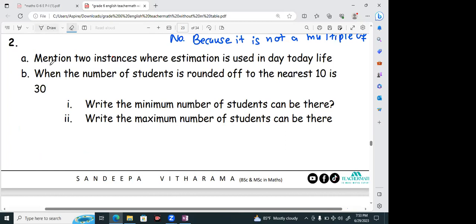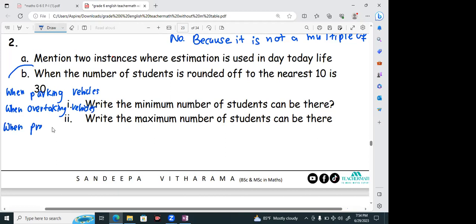Mention two instances, you can say: when parking the vehicles, when overtaking vehicles, when preparing foods.